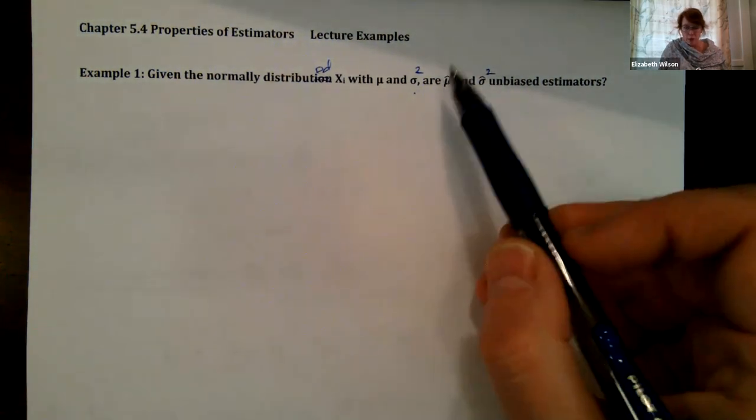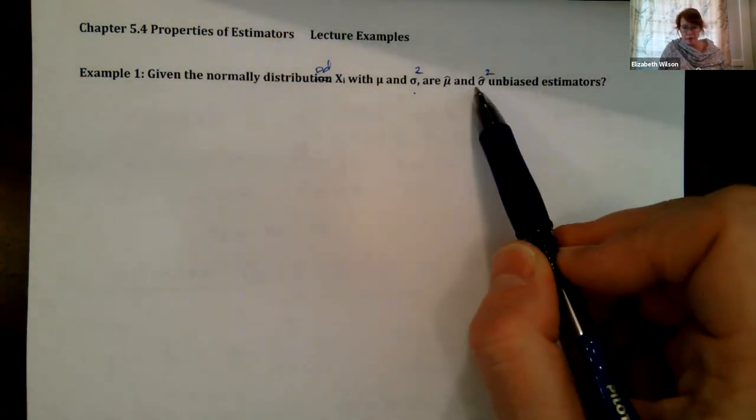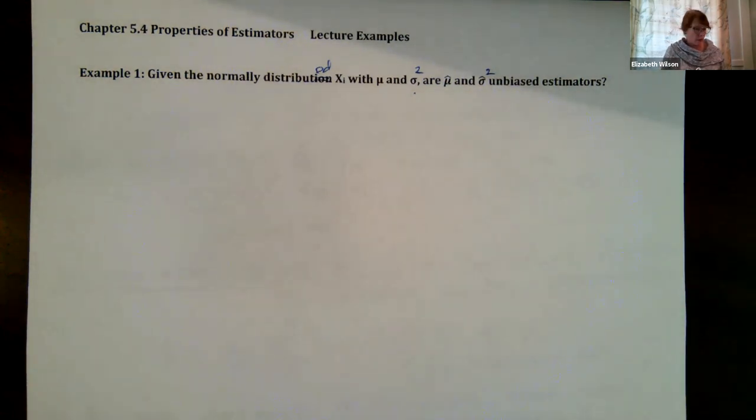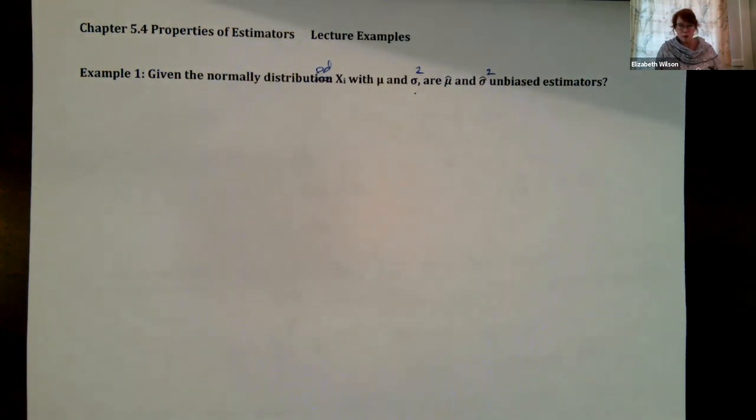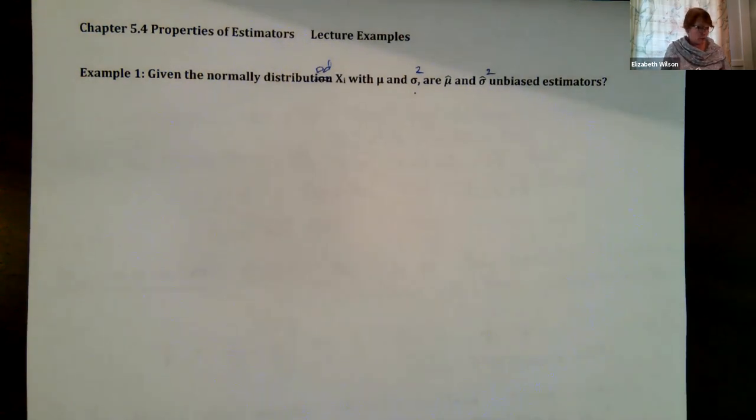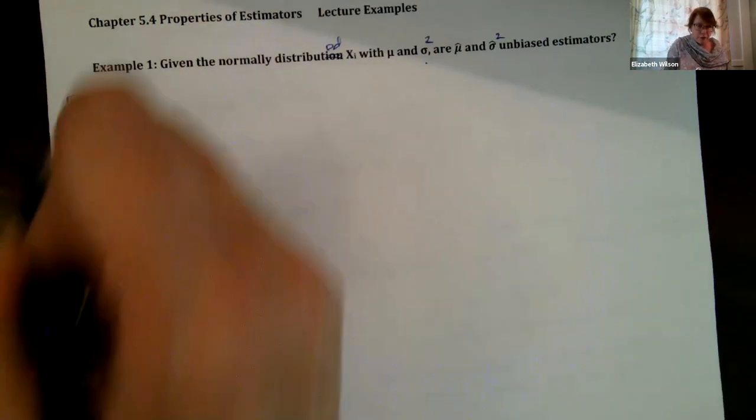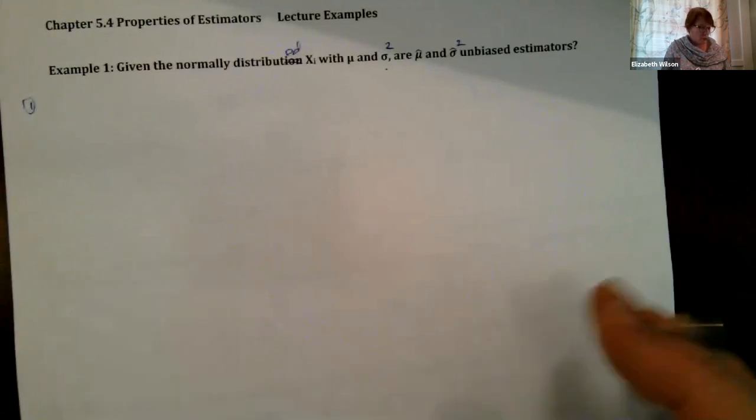Okay, so we want to know if our mean hat and our variance hat are unbiased estimators. So let's take a look. Maybe you guys want to make a note in your notes here that those should be variances. First off, let's take some notes and think about what we're trying to do.